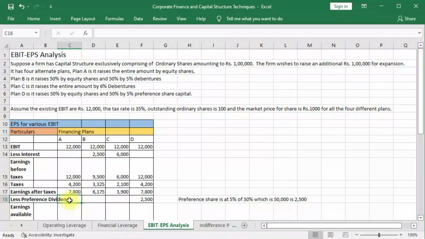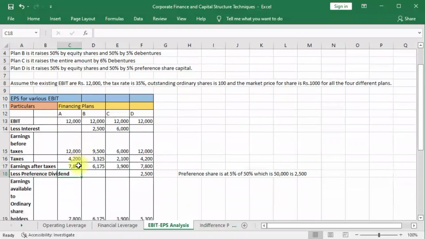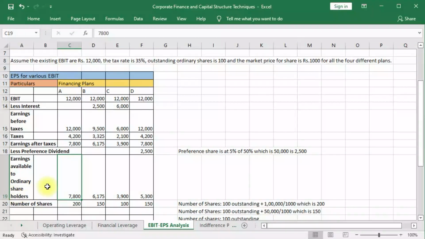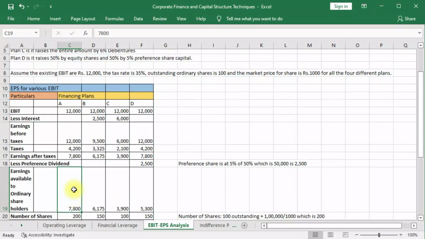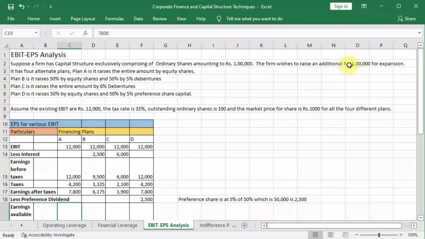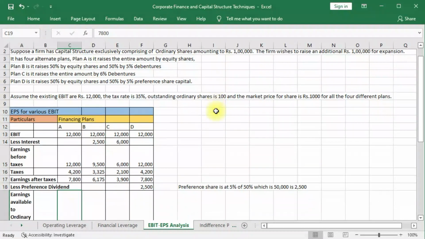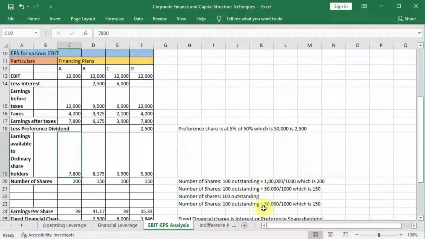There is no preference dividend for Plan A, so there is no amount there. Earnings available to equity shareholders is 7,800. Since the entire 100,000 is raised by equity shares, and there are 100 outstanding shares, how many more will there be? We are going to raise 100,000 with an equity share price of 1,000, so there will be 100 more shares. Totally, there are 100 outstanding and 100 newly raised, which makes 200 shares.